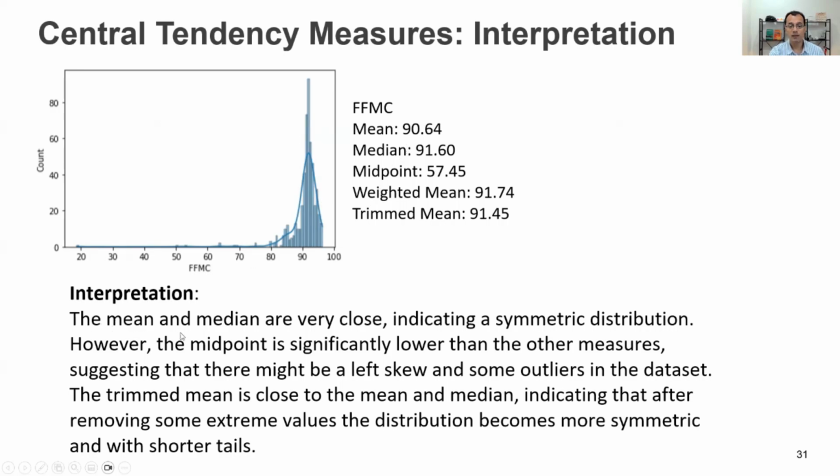When we look at these values, we can make some important interpretations. For example, the fact that the mean and the median are very close indicates that the distribution is symmetric. However, the fact that the midpoint is significantly smaller than the other measures suggests that it may have a left skew and some outliers may exist in this variable. And then, when we apply the trimmed mean, we remove the outliers from the distribution. And what we could observe is that the trimmed mean is very close to the mean and the median.